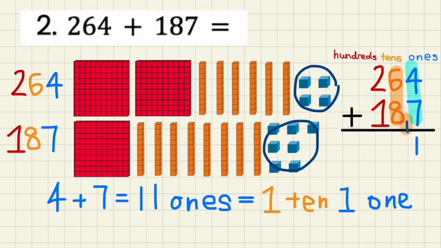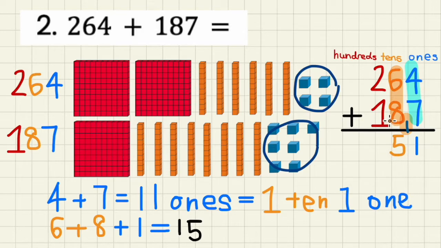So this means that we have to carry the 1 forward to the tens place. So we will have to add a small 1 right between the tens and ones place. And later on, that 1 would remind us that we have to add 1 at the end to the tens place. So when we add our tens place, it would be 6 plus 8 plus 1. And that would give us 15.